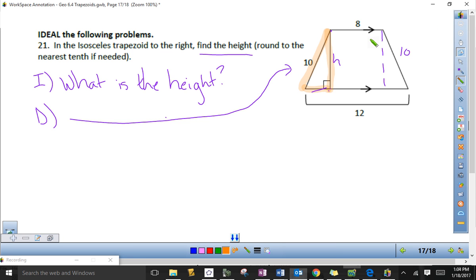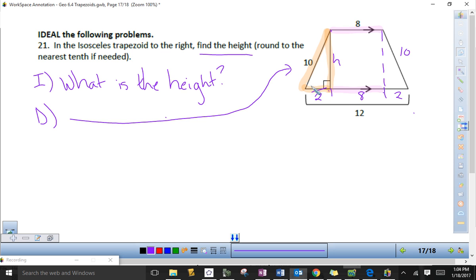And then we can mark some information. If this top distance here is 8, I know the bottom portion of the base should be 8 for that part. Now, if the entire length is 12 and I've taken up 8 of it, that means I have 4 left to work with. Since this is an isosceles trapezoid, that means that these two lengths are the same. So my leftover 4, I'm just going to take and cut it in half. I'll have 2 on either side.